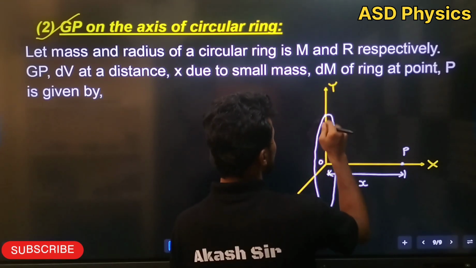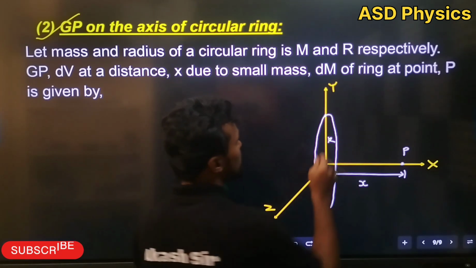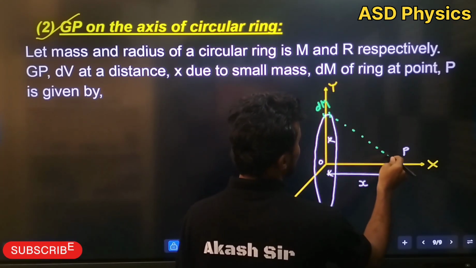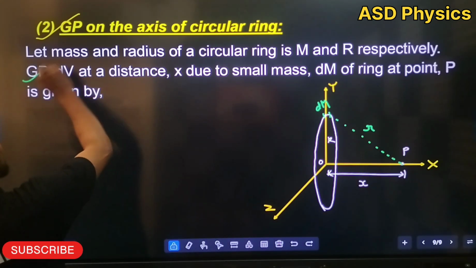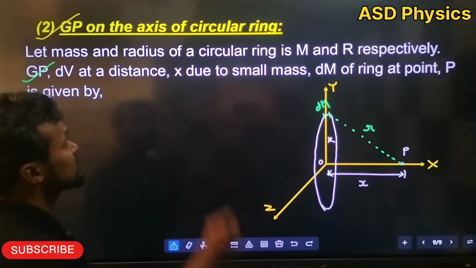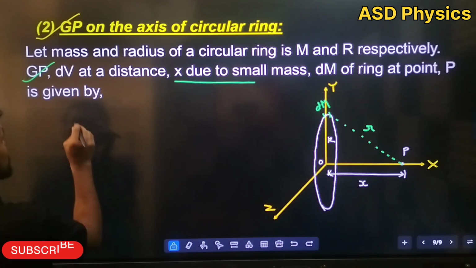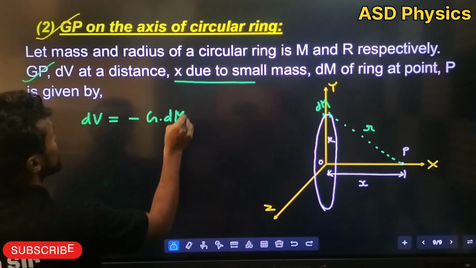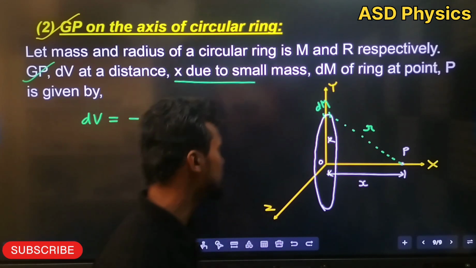After that, the ring is a continuous mass distribution. That means I will take a very small mass dm, and let's take this distance is small r. So gravitational potential dV at a distance x due to small mass dm of the ring is given by the formula dV equal to minus G into dm by r. What is r? Mass to observation point distance.